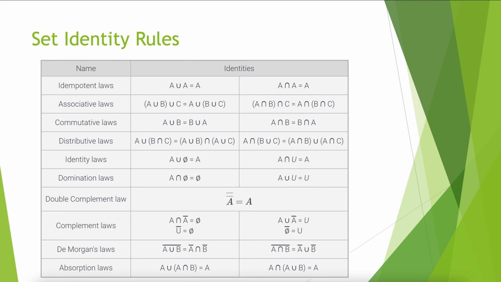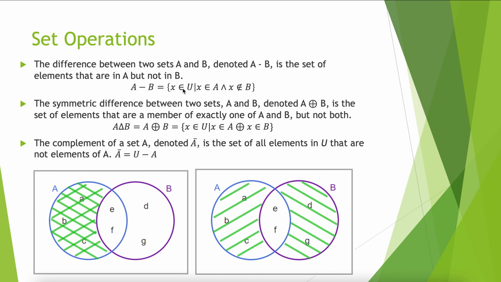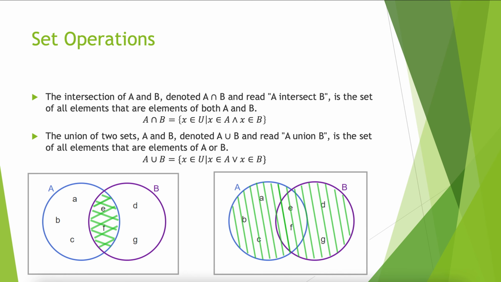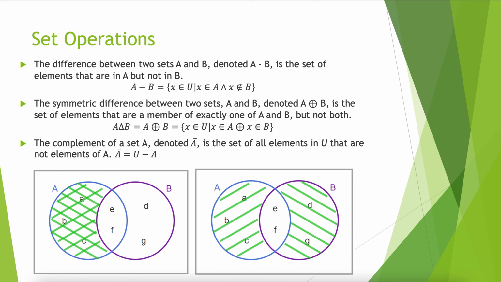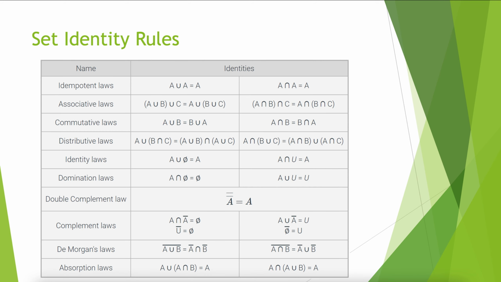These are your set identity rules. Keep this handy. This is required. You're going to need this at some point or the other. Basically these are the idempotent laws, the associative laws, and so on and so forth. If you look at this, the idempotent law, for example, if you go back and you look at all the icons, again, you may want to write these down just because it's going to make it easy. So you have your intersections, you have your unions, you have your difference between two sets, symmetric difference, and such.